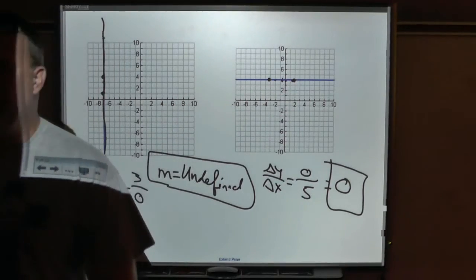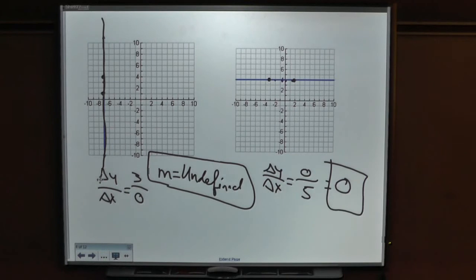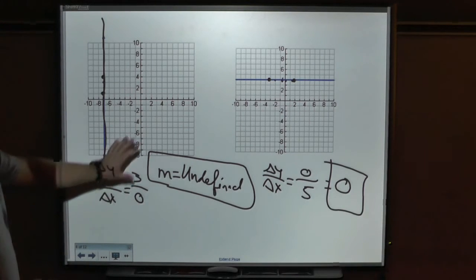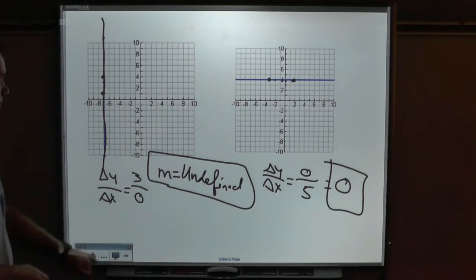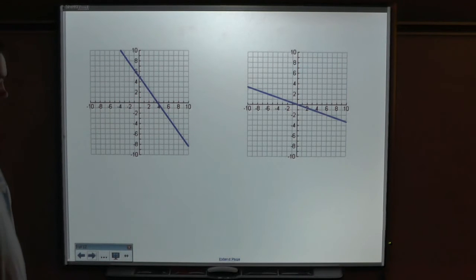Horizontal lines have a slope of 0. You have to memorize that. So, hopefully you have those two. We're going to move on. Alright, so we have a few examples here.